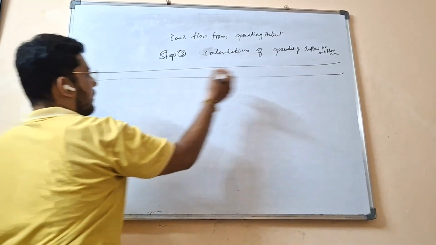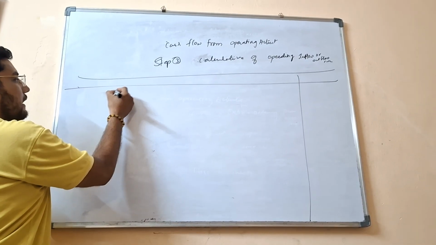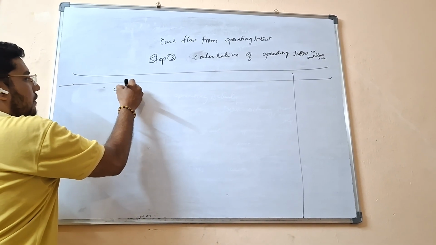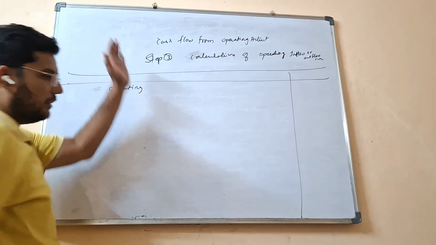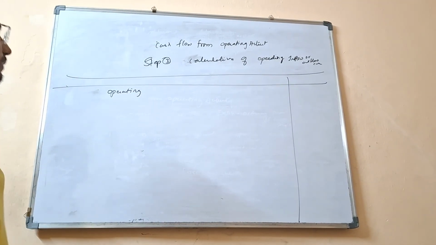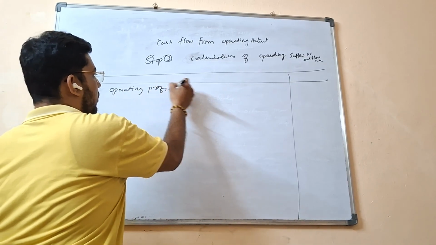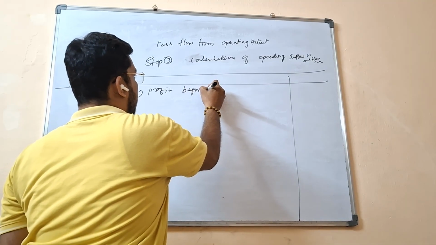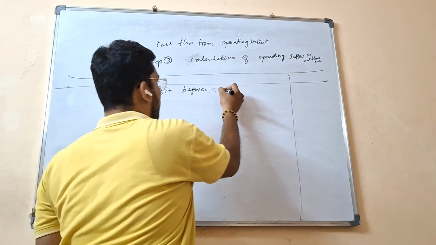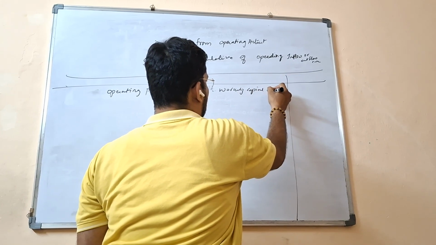Your step 2, that is where we got operating profit. It's a continuation, a full-fledged thing. Step 1, step 2, step 3 will come in one format only. Operating profit before working capital changes.